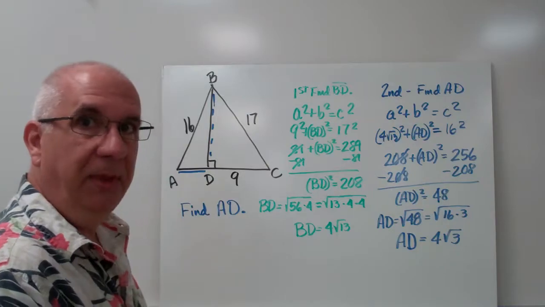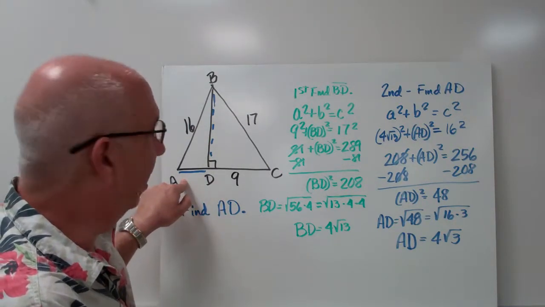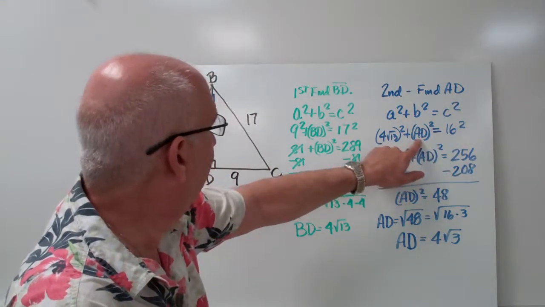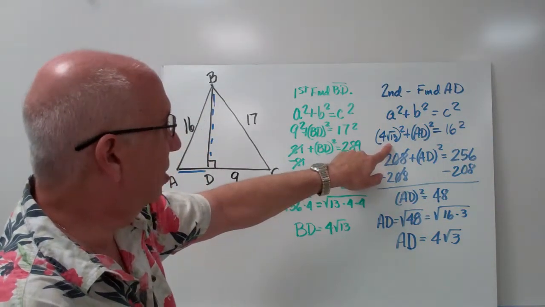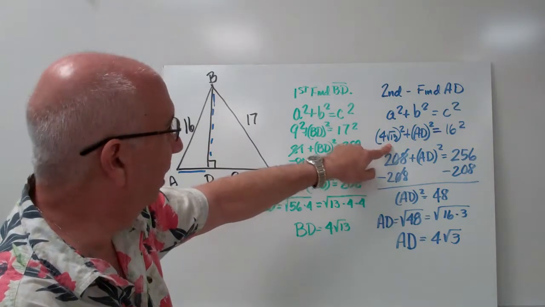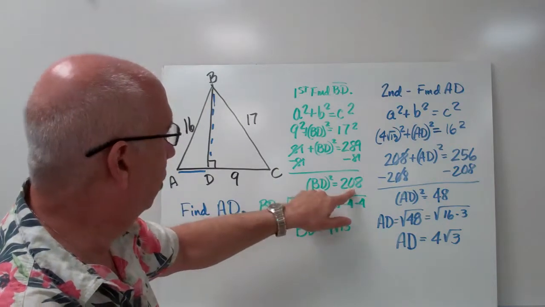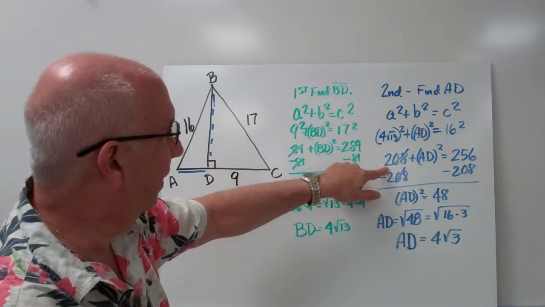That's the first step. Now I need to find this. So I do the Pythagorean Theorem again. The hypotenuse is now 16. I'm looking for AD. And this leg is 4 times the square root of 13, that whole thing squared. It must be inside the parentheses. I know this squared is 208. I've already worked that problem, so that makes it easy for me here.